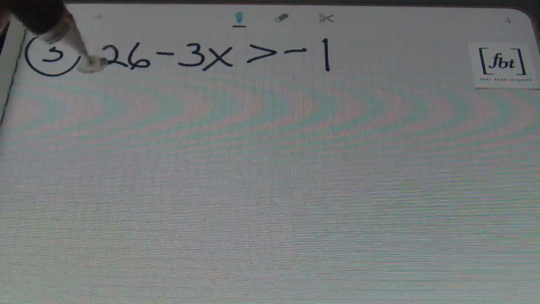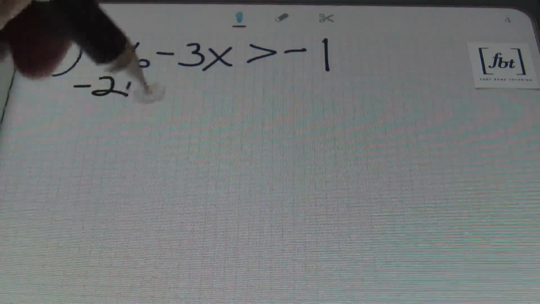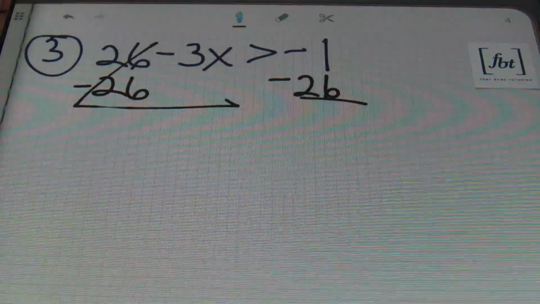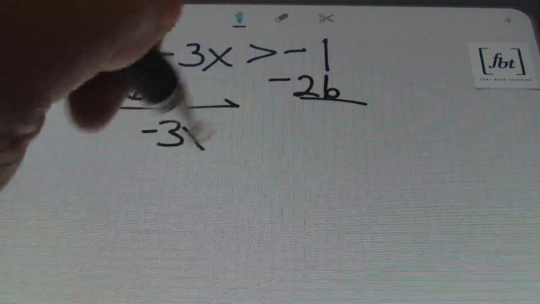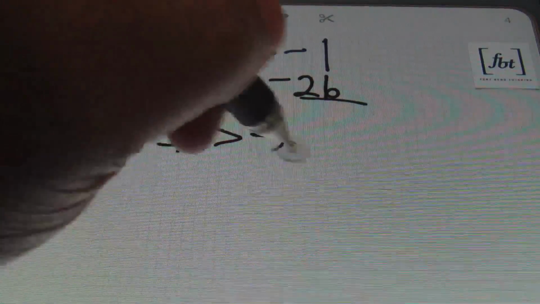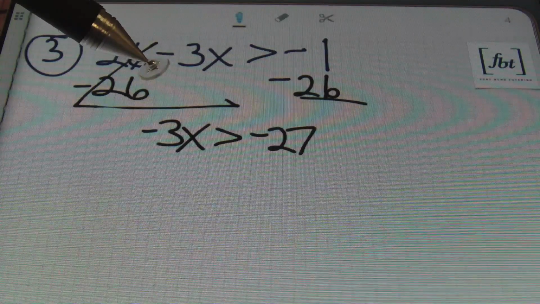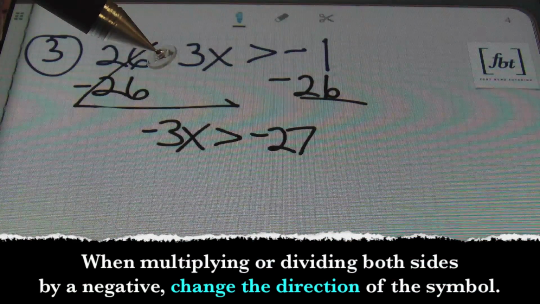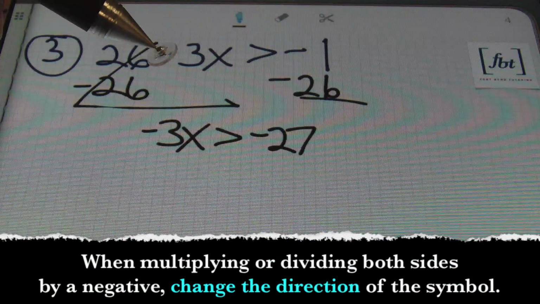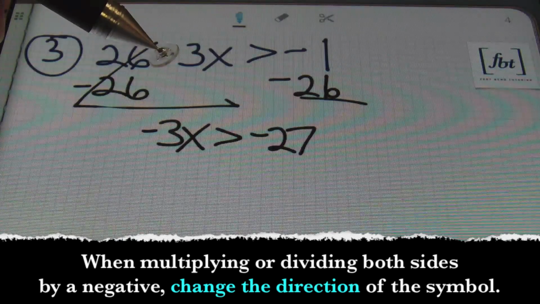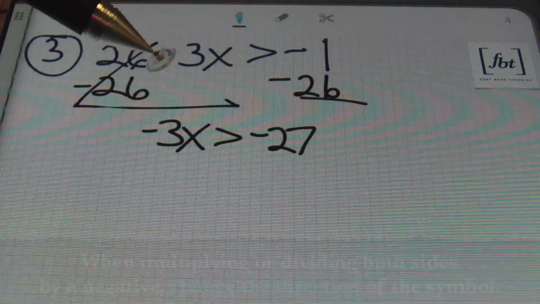So I'm going to start by subtracting 26 to both sides of my inequality here, just like so. I'll be bringing down my negative 3x, which is going to be greater than negative 27. The next step is to divide both sides by negative 3. Anytime we divide or multiply by a negative value when you're dealing with an inequality, you must always change the direction of the inequality sign.